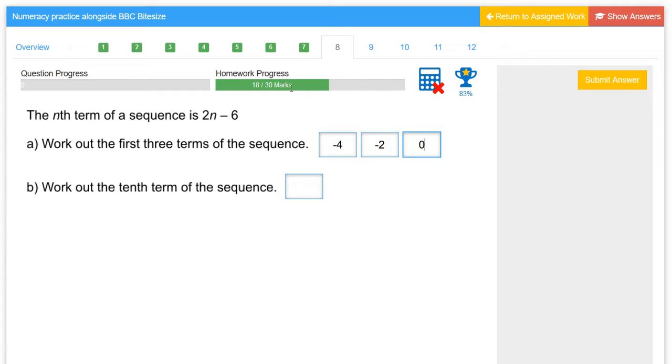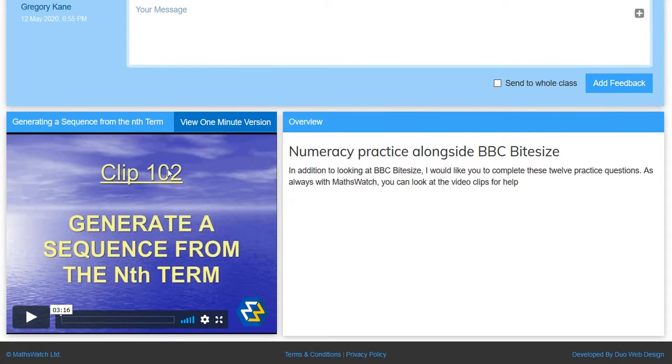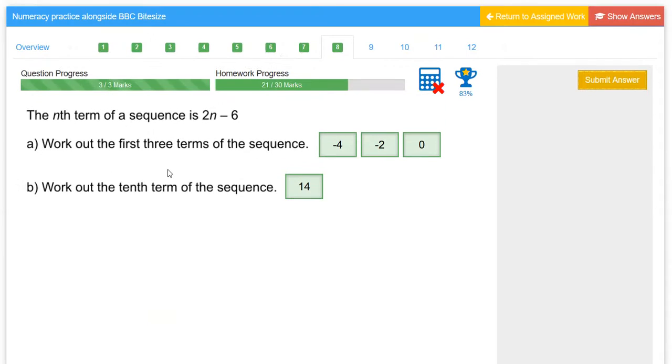Now, the interesting thing here is it's going up in twos, which I expect because it is 2n. And then finally, the 10th term, well, 2 times 10 would be 20. Take away 6 ought to be 14. And again, if you weren't sure about that, we go down and have a look at clip 102 just to remind us what we learned earlier this year.